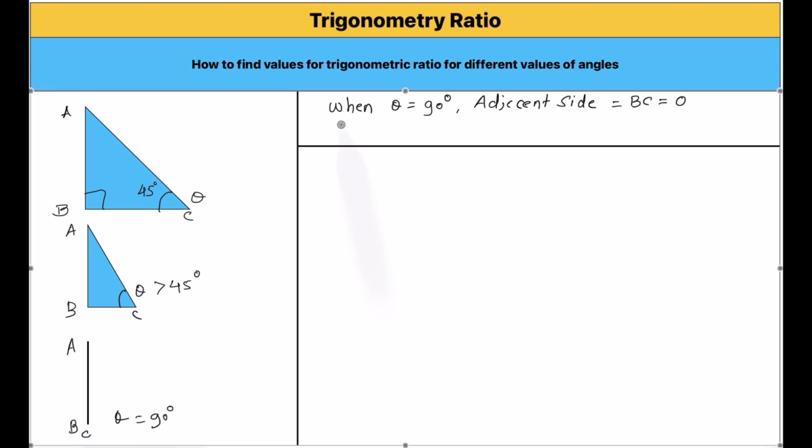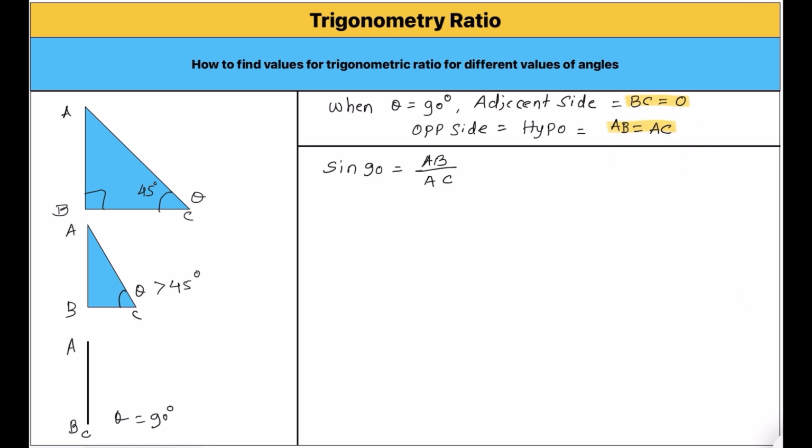Hence, when theta is equal to 90 degrees, the adjacent side, in this case BC, has become 0. And the opposite side of theta, that means AB, is equal to the hypotenuse. AB is equal to AC. Focus on this. BC is equal to 0 and AB is equal to AC. What is sine 90? Opposite side upon hypotenuse. Opposite side is again AB, hypotenuse is AC. Can you find out the values on your own?